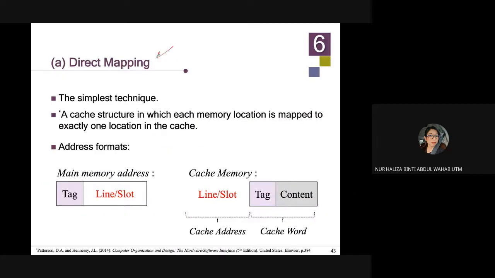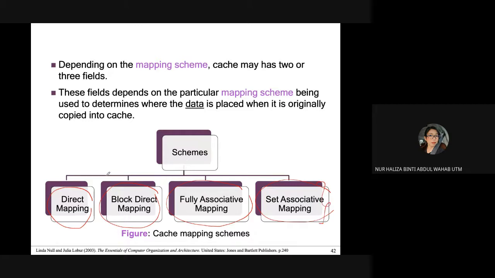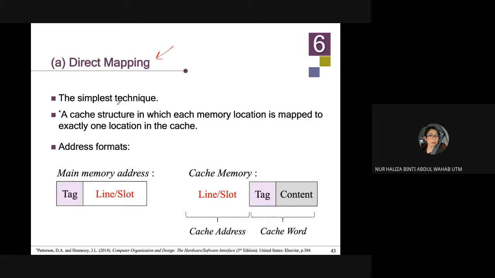Now we're going to look into the first scheme, the first technique, which is direct mapping. You're going to apply it directly. And on top of that, you need to know that from all these four mappings, this is the simplest. This is the simplest, but the technique, I think, is not too simple. It is a cache structure in which each memory location is mapped to exactly one location in cache. So from the memory location, you're going to map it into one location in cache.